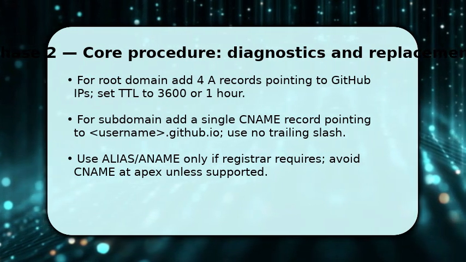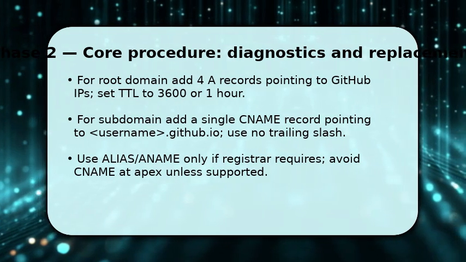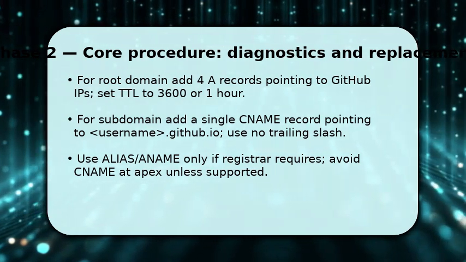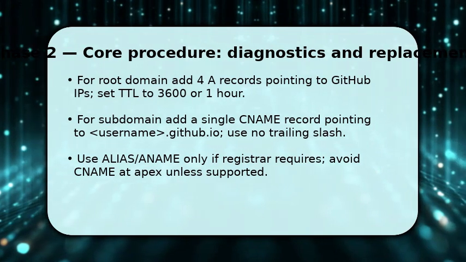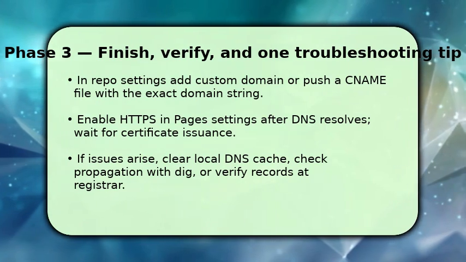If your registrar supports ALIAS or ANAME at the apex, use it. Otherwise, use A records. Make sure you set an hour TTL to balance speed and cache behavior, and then save changes. Finish by telling GitHub which domain to serve.